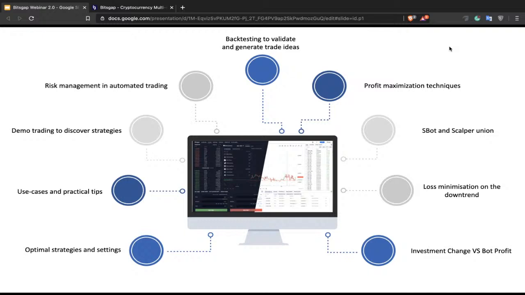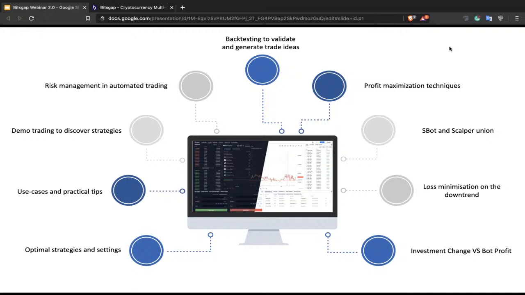in coming days. So we will talk about how to launch the SBot and the Scalper, what are the differences and what makes them so unique, and what are the market conditions which are mostly optimal to launch these bots. Loss minimization on the downtrend, so that's what I've mentioned, hedging against the falling market.